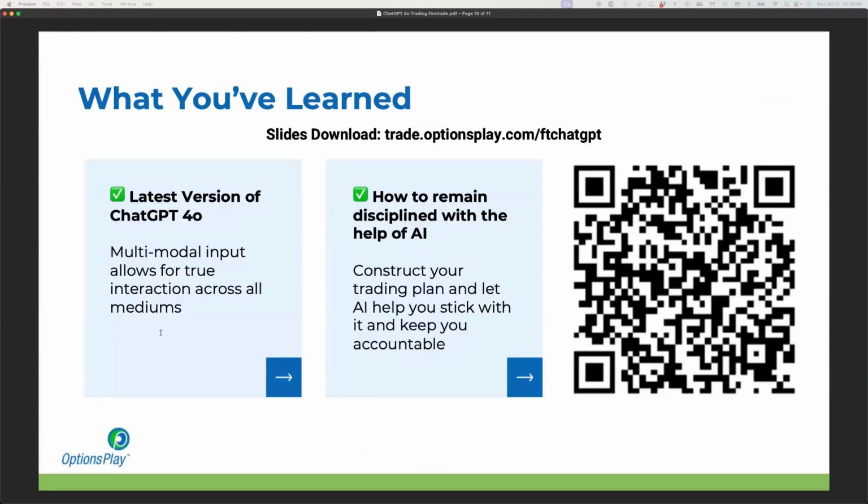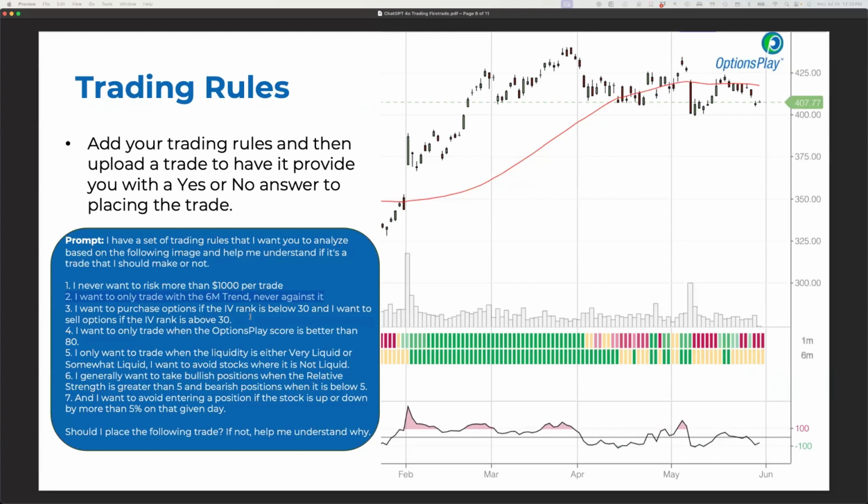Third rule that I have here is I only want to purchase options if the IV rank is below 30, and I want to be selling options if the IV rank is above 30. Again, this is a rule that I have.